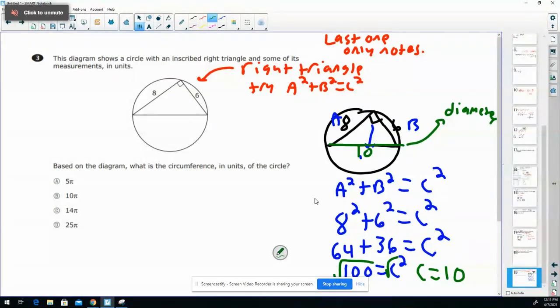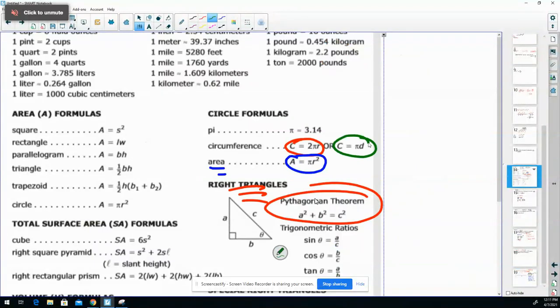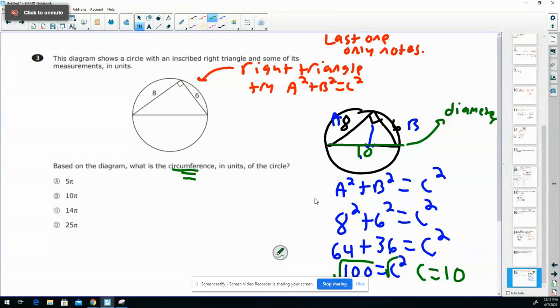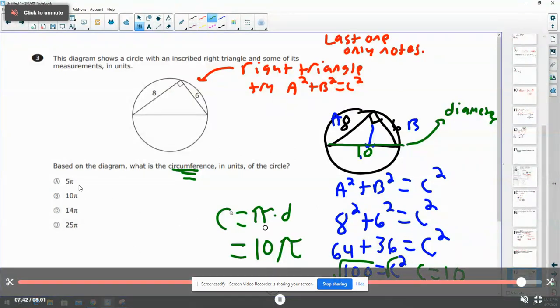And I'm asked to find circumference. So we go back to our formula sheet, and we want to use the C equals pi d this time because we have the diameter. So we have C equals pi d. And I know the diameter is 10, but look at this. The answers are in terms of pi. So that means I want to leave the pi alone. I want to leave pi as pi because these are pi answers. So it's just the diameter times pi, which will be choice B, 10 pi.